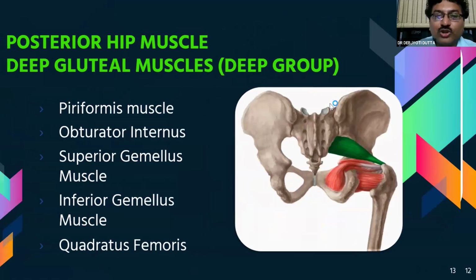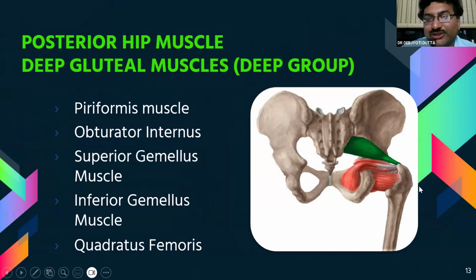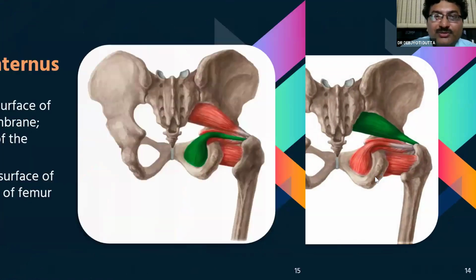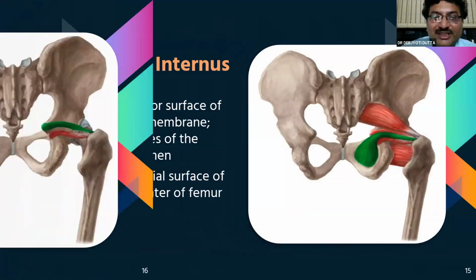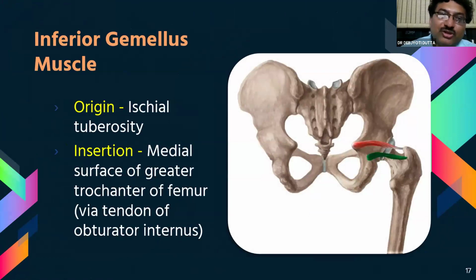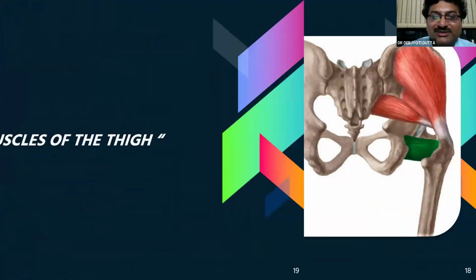Then we have the small, deep muscles. Sometimes there is a pain, known as deep gluteal syndrome. So we have the piriformis muscle, the obturator internus muscle, the gemellus superior and inferior, and the quadratus femoris muscle. I'm not going into the piriformis or the deep posterior muscles in detail because we have to cover a lot of the anterior part. Next class, we will be discussing most of these, the inferior gemellus, quadratus femoris and all the muscles.